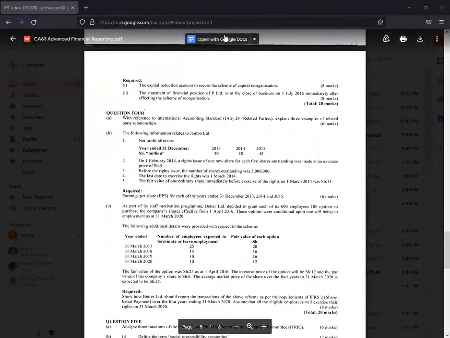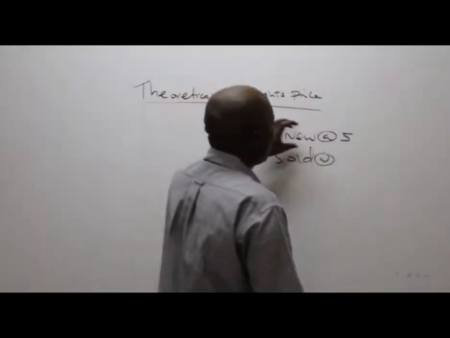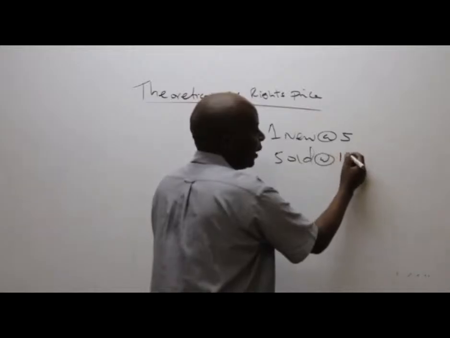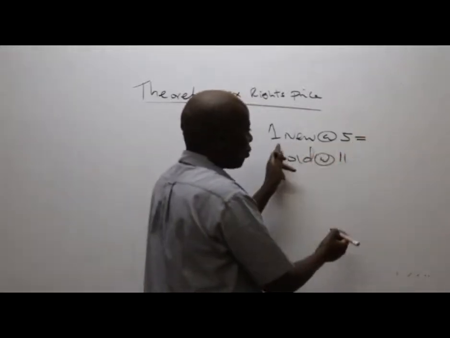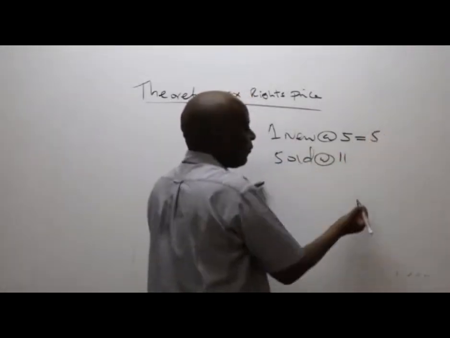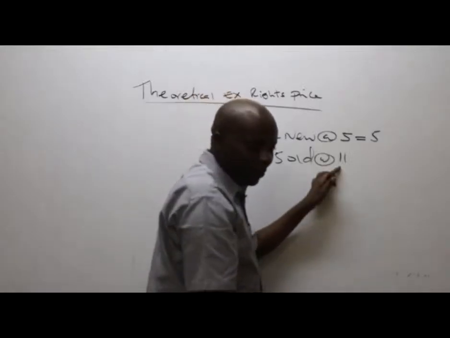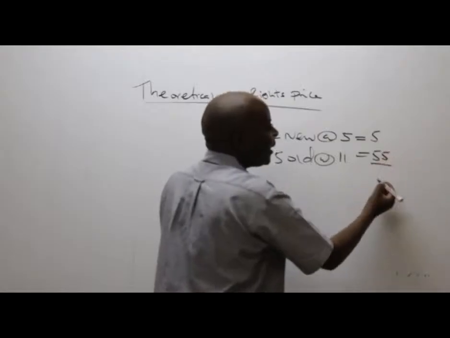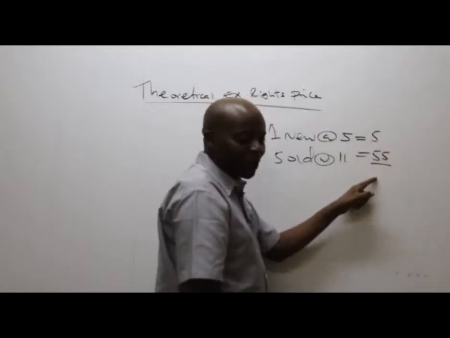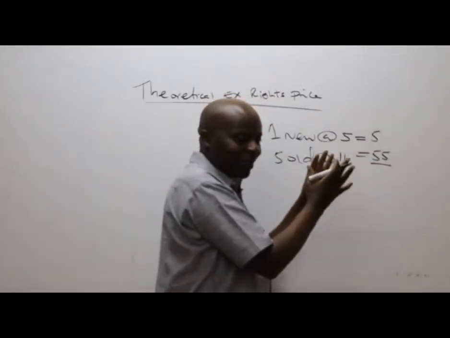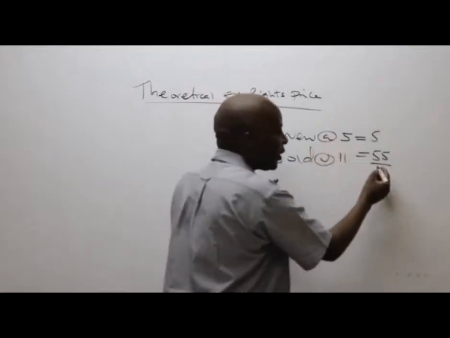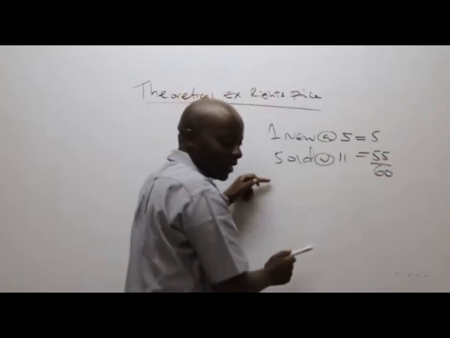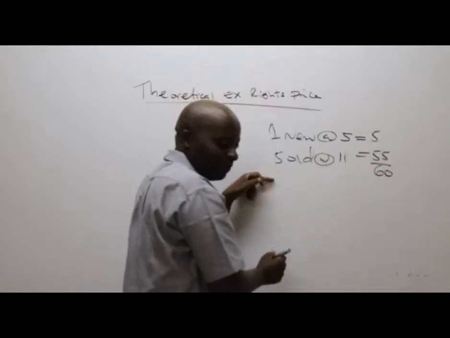So ladies and gentlemen, listen to me very well. 1 new is 5. 5 old, each one is going for 11. So 1 times 5 gives me 5. 5 times 11 gives me 55. So the total bundle here will be worth 60. But now how many shares do we have in total?